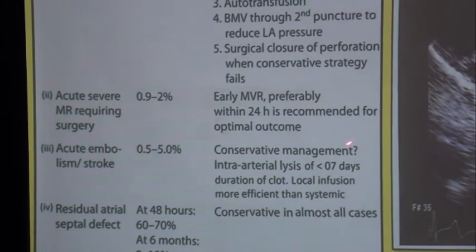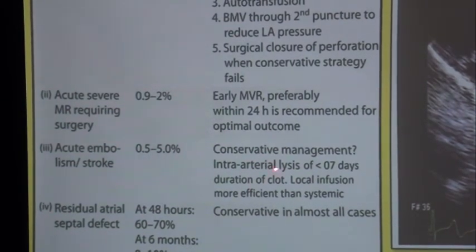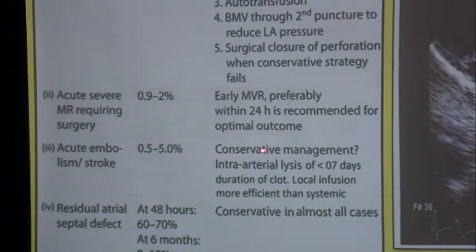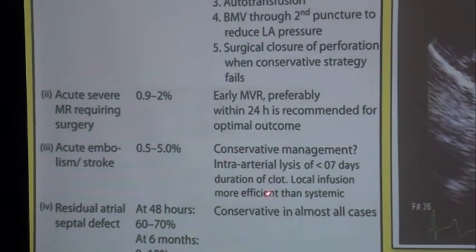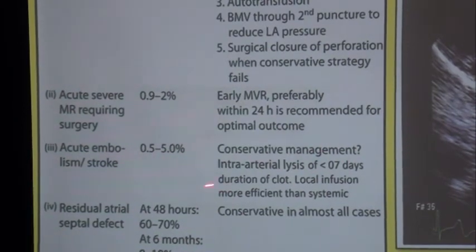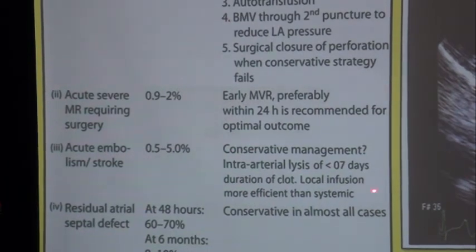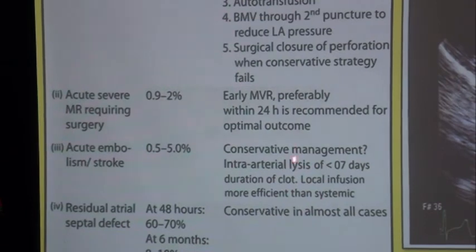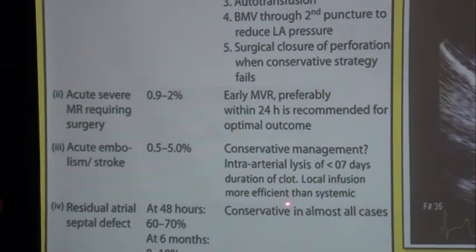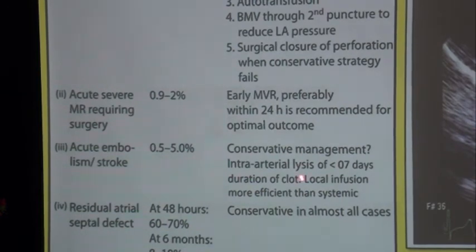Here, conservative management is done. Intra-atrial lysis is done by systemic thrombolysis, if the clots are of less than 7 days duration. And remember, local infusion of thrombolytics is more efficient than systemic.